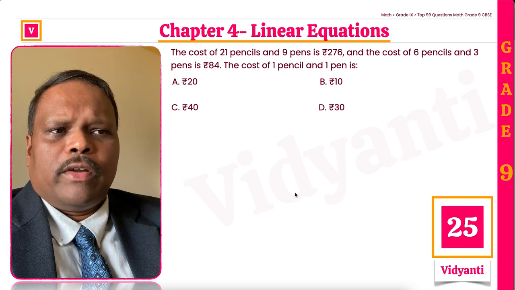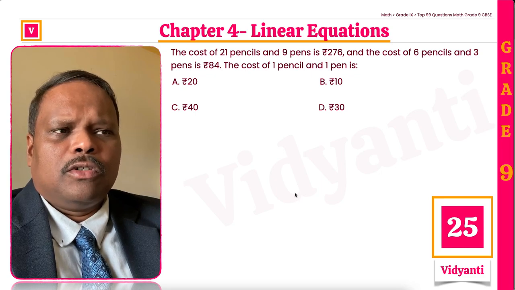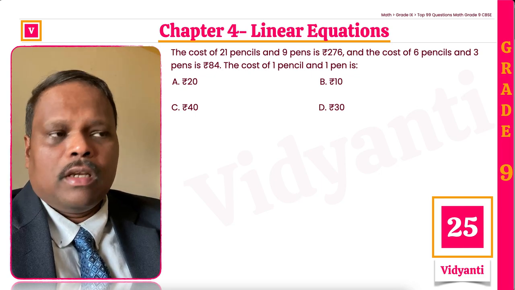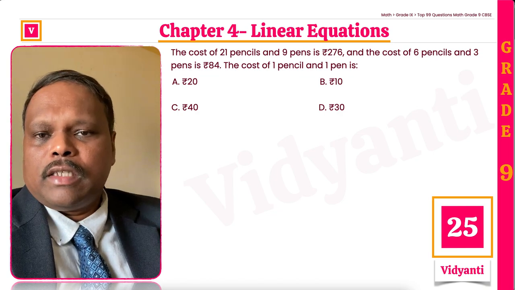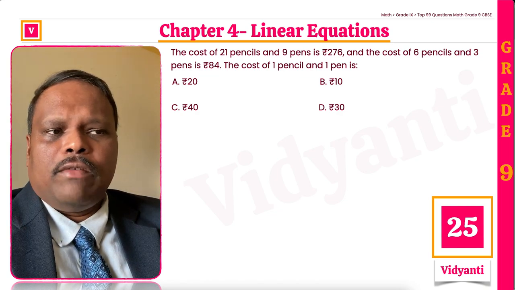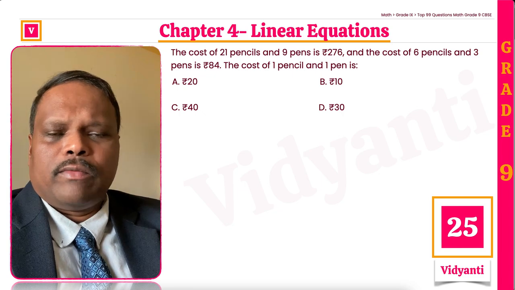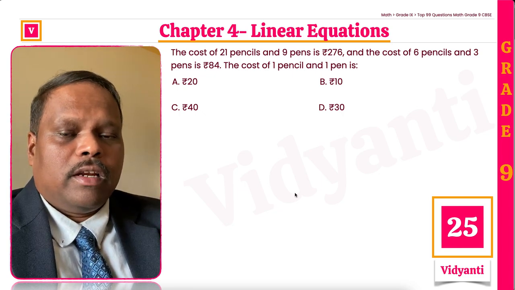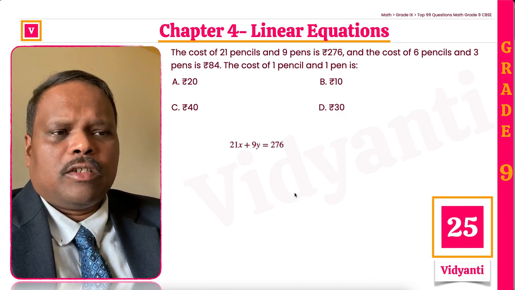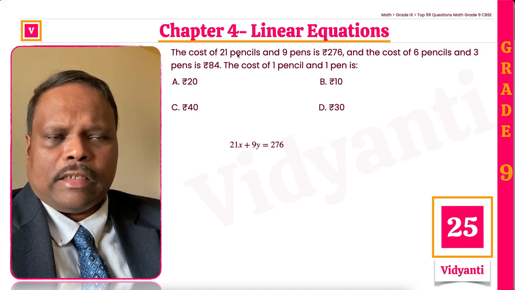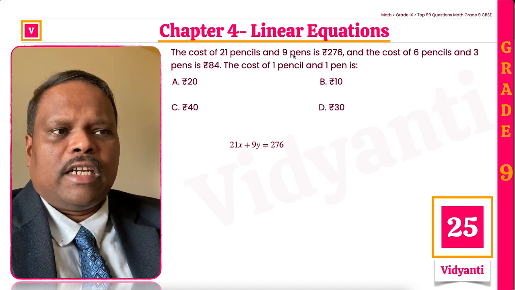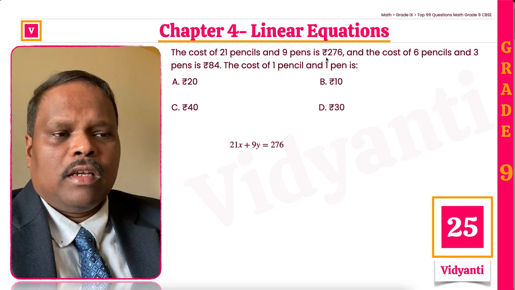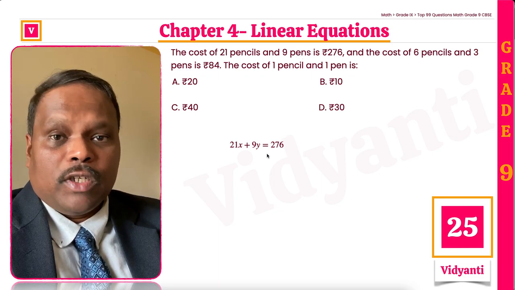The cost of 21 pencils and 9 pens is equal to 276 rupees, and the cost of 6 pencils and 6 pens is 84. Then the cost of 1 pencil and 1 pen is how much? It's a question of formulation. It's a linear equation in two variables. Let's assume that the pencil costs x and the pen costs y. So 21 times x, because pencil is x, plus 9 times y, because pen is y, that is 276. That will give you the first equation.